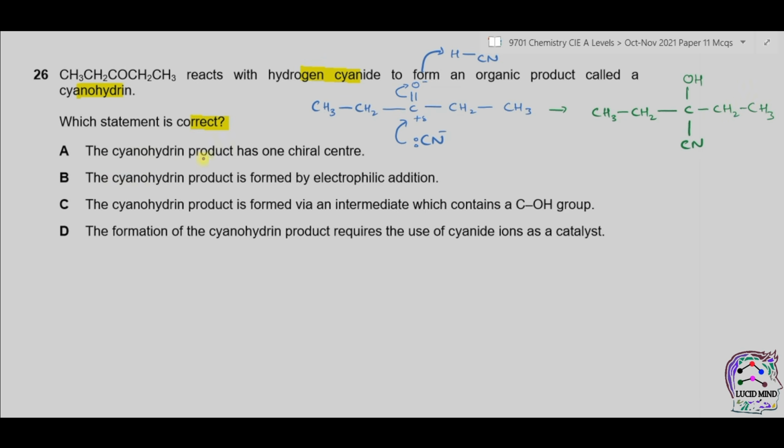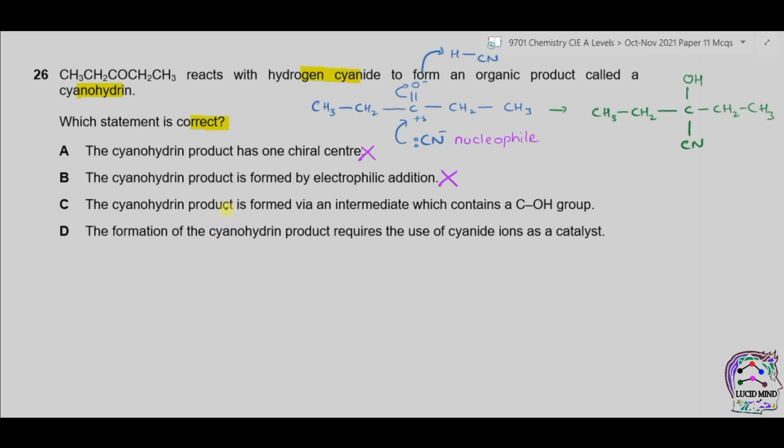Part A, the cyanohydrin product has one chiral center. We can see that this carbon atom is present and we have two similar groups attached to this central carbon, so no chiral center is present. Part B, the cyanohydrin product is formed by electrophilic addition. Now we have CN negative, which is attacking a nucleus, so this is a nucleophile, and such type of addition is nucleophilic addition.